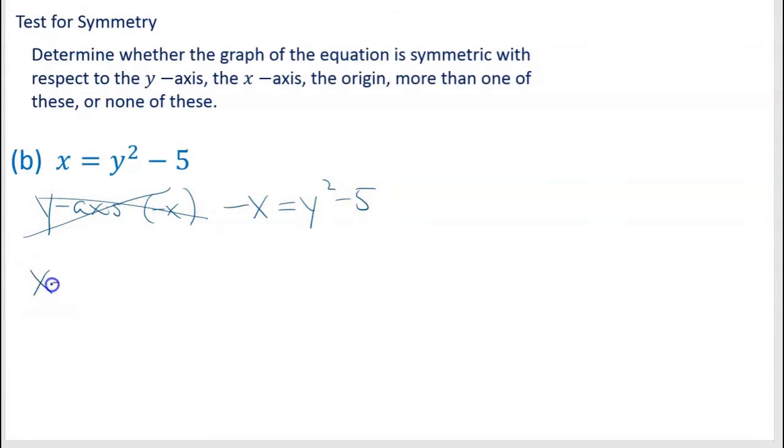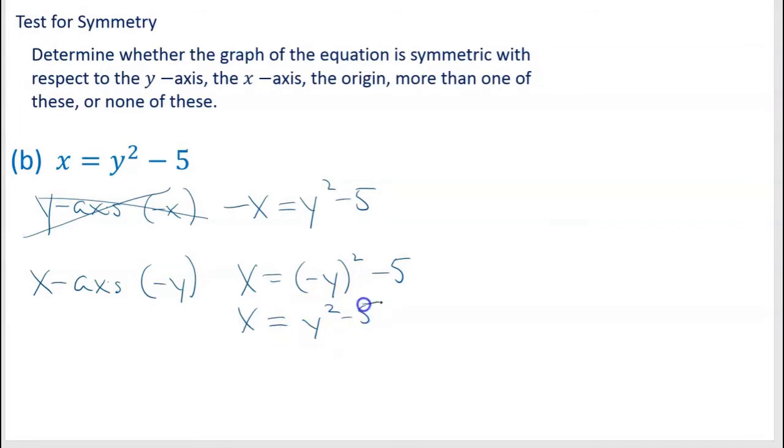Now we move on to x-axis symmetry. The rule is here you substitute in negative y for every y. So x equals negative y all squared minus 5. I reduce, that gives me x equals y squared minus 5. Notice that matches the original function. So we can say that our graph has x-axis symmetry.